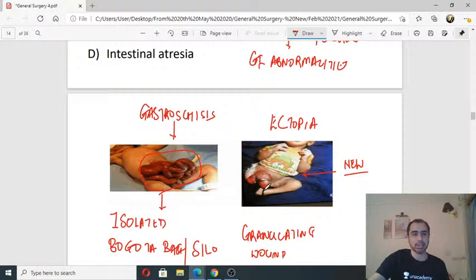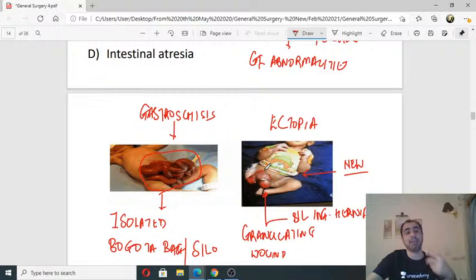Any idea? Oh, okay. So these are probably bilateral inguinal hernias. Bilateral inguinal hernias are commonly associated with extrophy. If it's a male child, then he will have undescended testes.